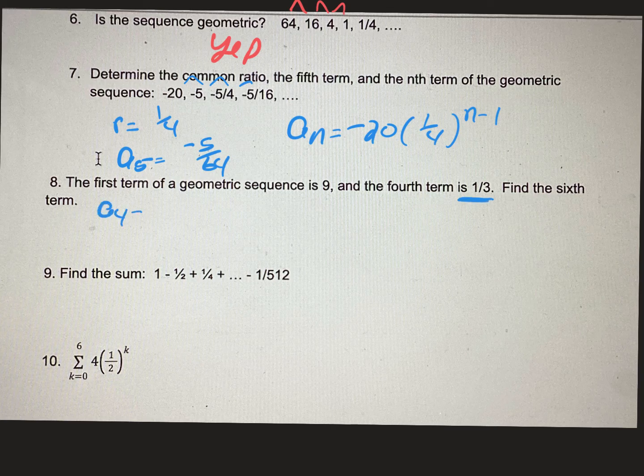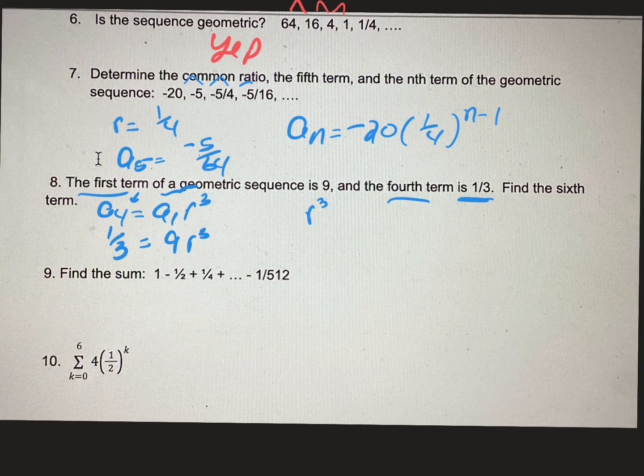Okay, the fourth term is 1/3. Remember, I can do this as long as I'm using what they gave me. They gave me the first term and the fourth term, and those terms are related. Remember, as long as these two numbers on this side add up to be that number down there, I can use whatever I want. So A1 times R cubed is A4. Here's what I know. I know that the fourth term is 1/3, and I know the first term is 9. What I really need to figure out is what in the world R is.